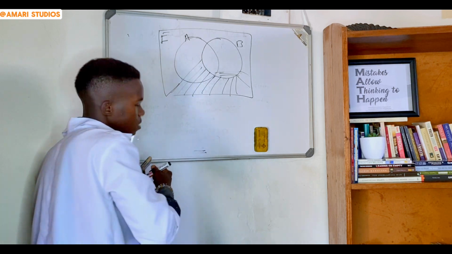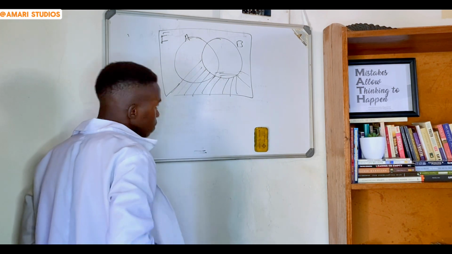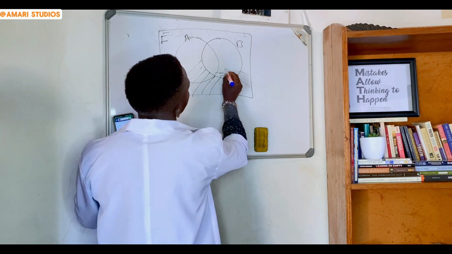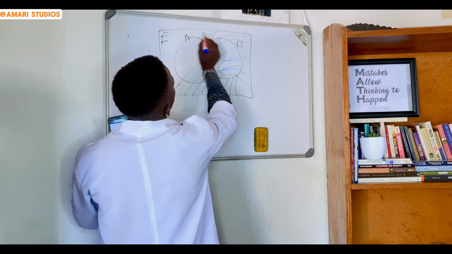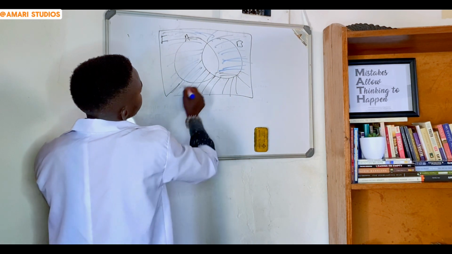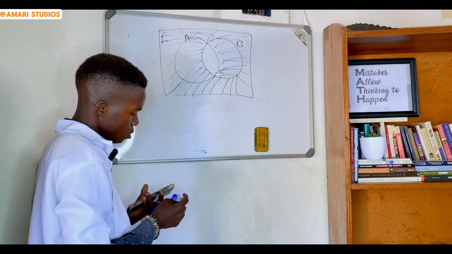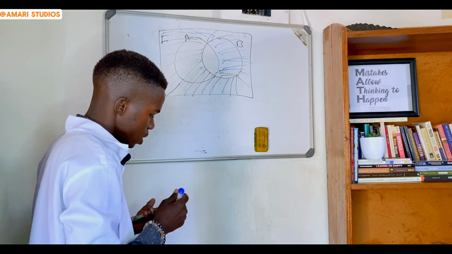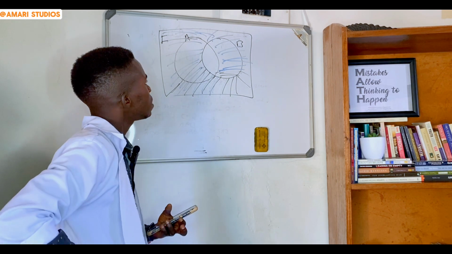Let me use a blue marker. So that's the region that is shaded. As you can see, that's the region that is shaded. And the question is saying, can you describe the shaded region there? Describe the shaded region. So how are we going to describe the shaded region?